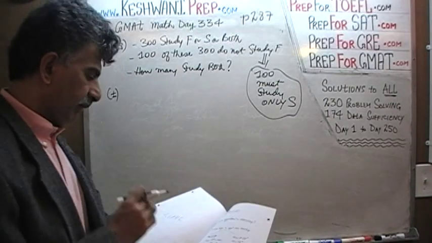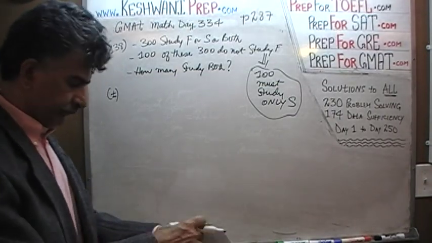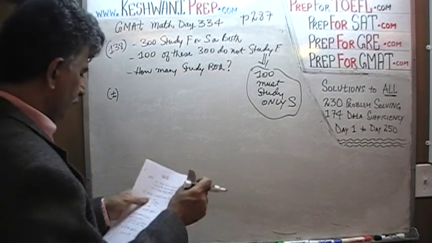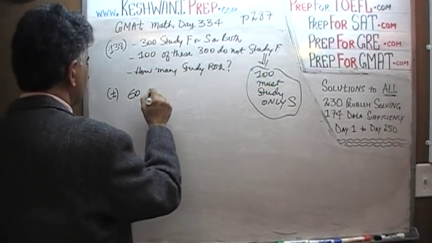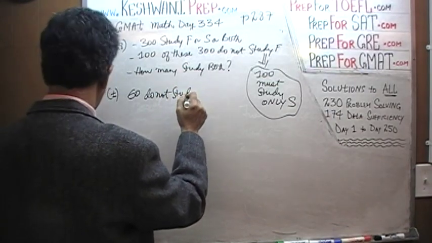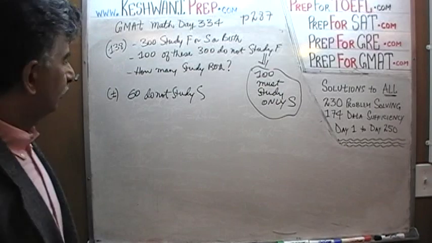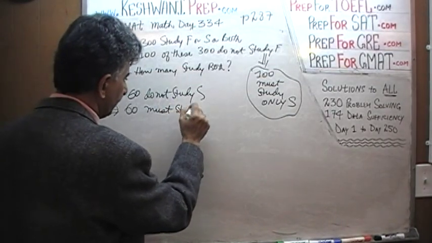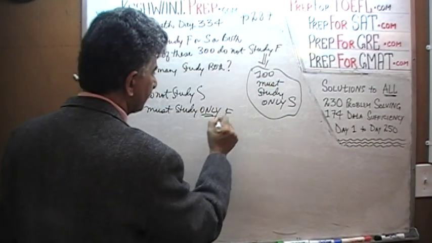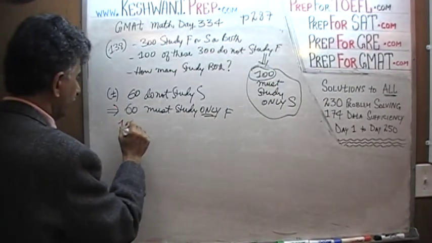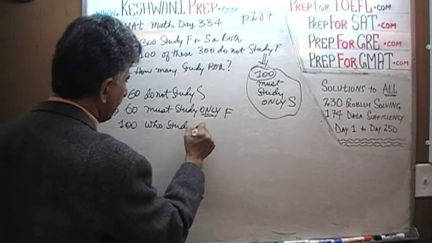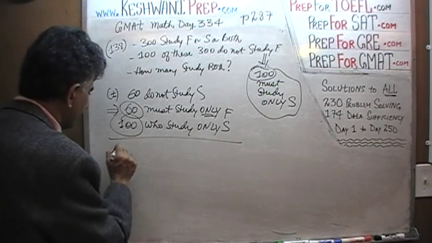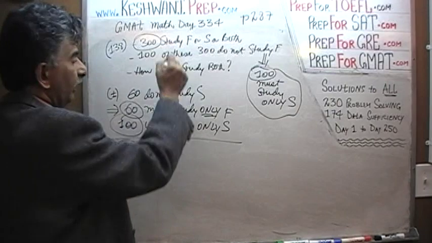In the first statement of number 138, 60 do not study Spanish. Well, if they do not study Spanish, that implies that 60 must study only French. And we have here 100 who study only Spanish. If we add them up, 60 plus 100, that gives us 160. The total is 300. And everybody studies one or the other.